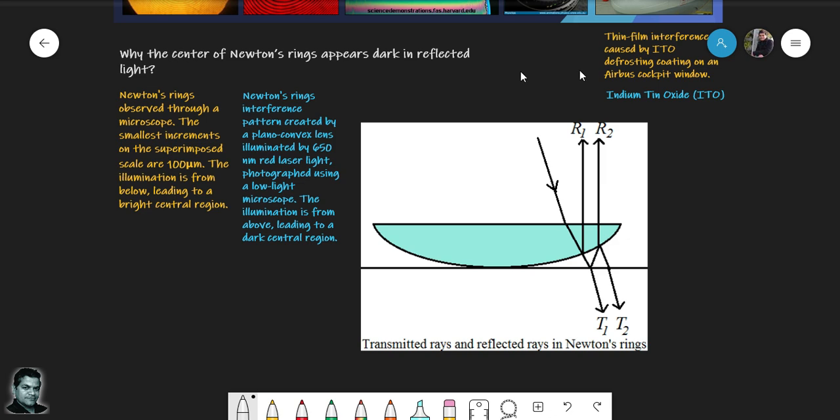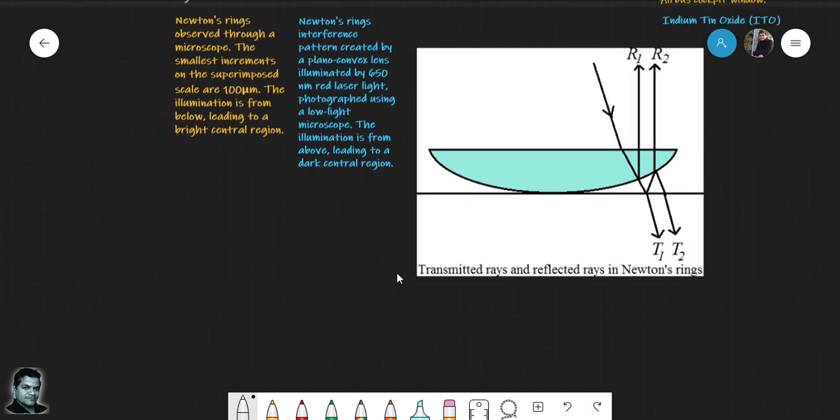So the question is that if we take these reflected lights, then the center of the Newton's ring becomes dark, while on the other hand, if we look at the interference due to these transmitted lights, then it would appear bright. Why is that so? To understand this, it's not that complicated.